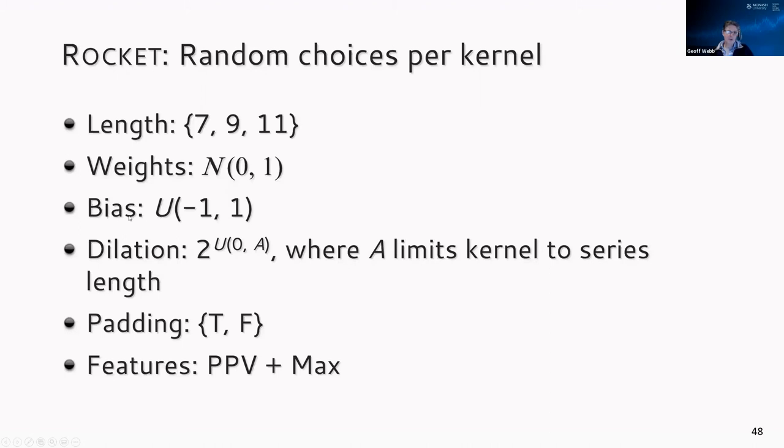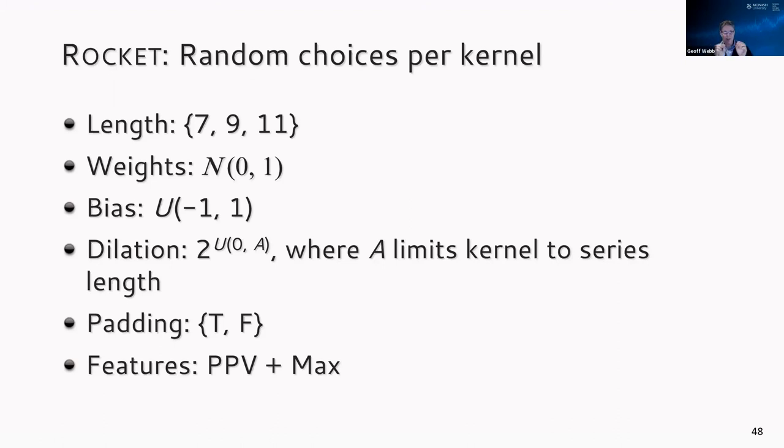We're going to choose a bias term between minus one and one. You can think of that as being the threshold that we're going to measure the number of values above. We choose a random dilation term such that the dilated filter is no longer than the series length.